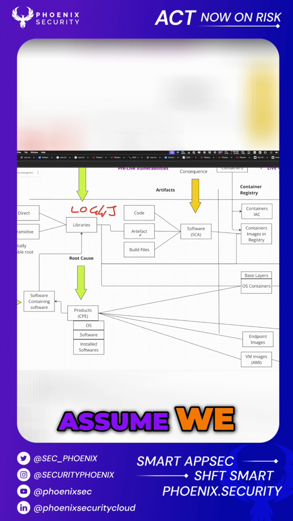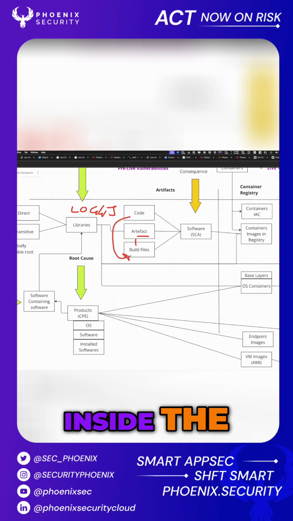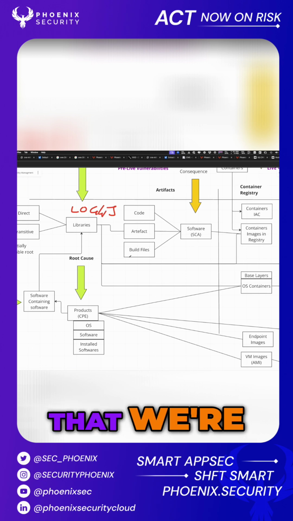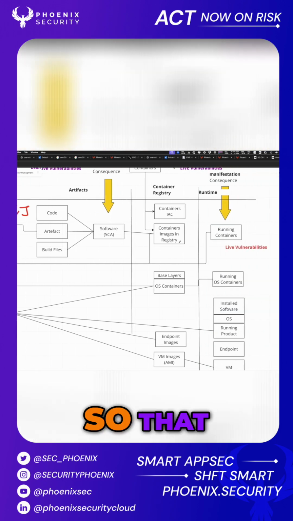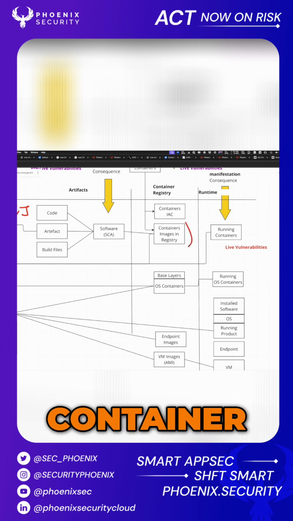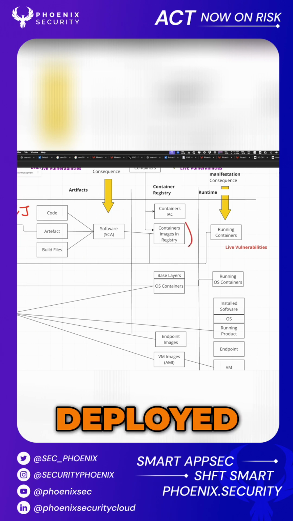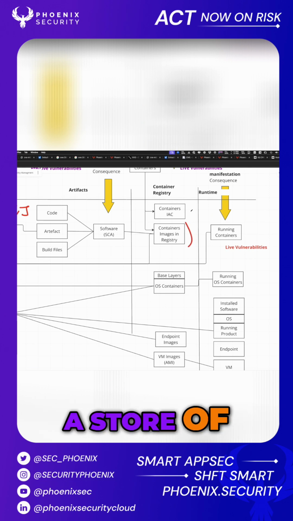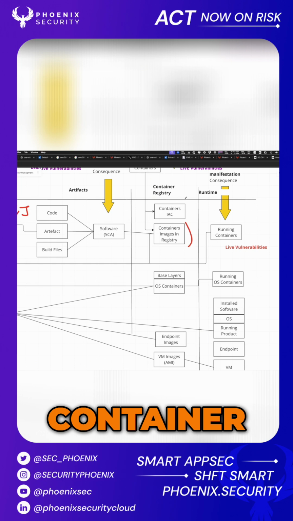But let's assume we have an artifact that gets built by a build file, and the build file gets built inside the code, and log4j is actually used by the particular software that we're using. So that will end up in a container. In the most modern world, any piece of software that runs in your system will normally be included inside a container, and then the container will be deployed either in a registry, in an artifactory that is a store of images, or a container registry or a container image.